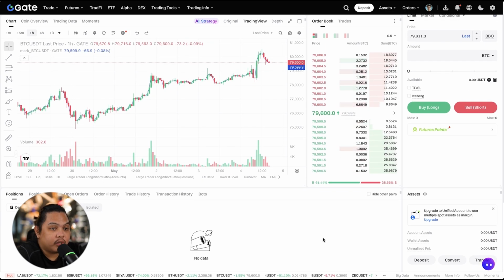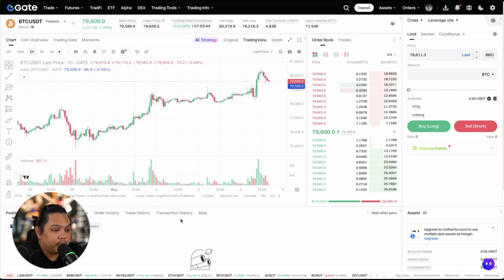So when you buy or sell a trade or open a position, your positions will go over here. You can set and manage your orders when it's open over here.